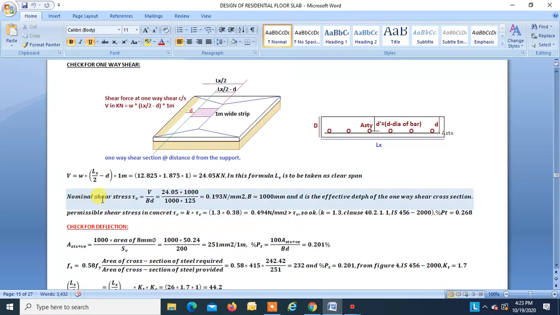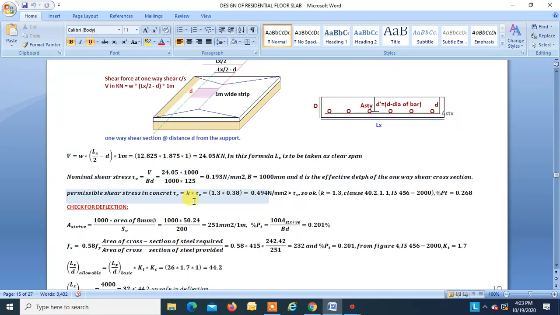Now we find the nominal shear stress V divided by BD. B is 1000, D is the effective depth of slab at this section, that is 125. Now this turns out to be 0.193 Newton per mm square. B is equal to 1 meter, right?